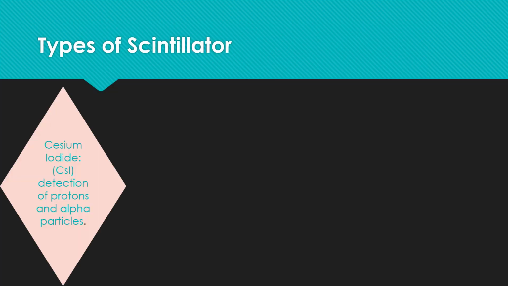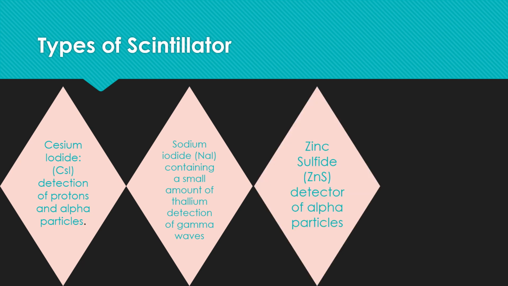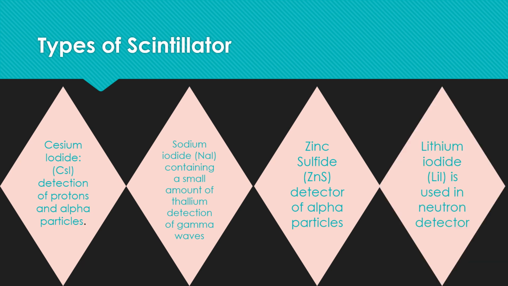We have four types of scintillator detectors. First of all, we have the CsI, which is for the detection of protons and alpha particles. We have the sodium iodide, containing a small amount of thallium, for detection of gamma waves. We have the zinc sulfide, a detector of alpha particles. And we have the lithium iodide, which is used for neutron detection.